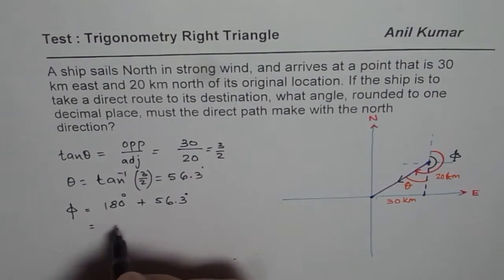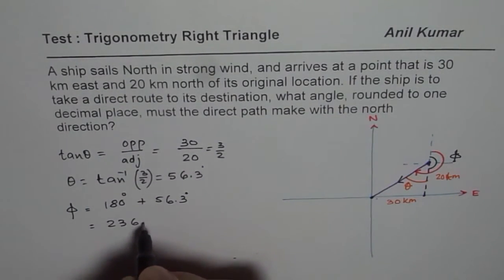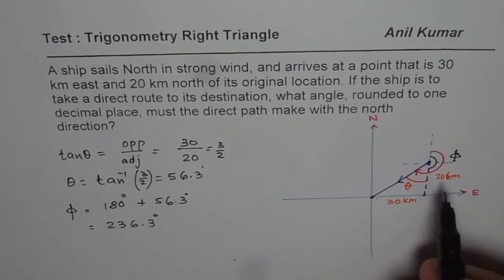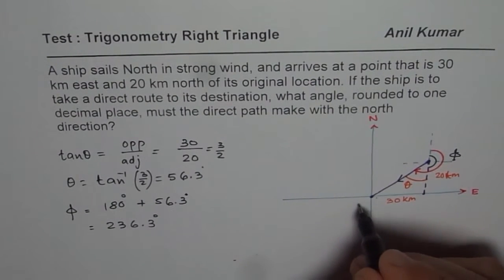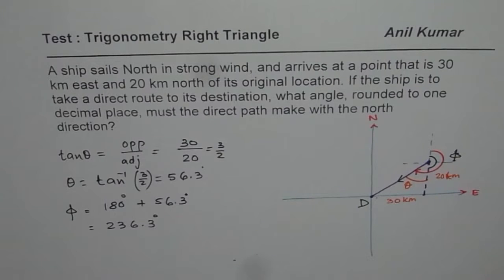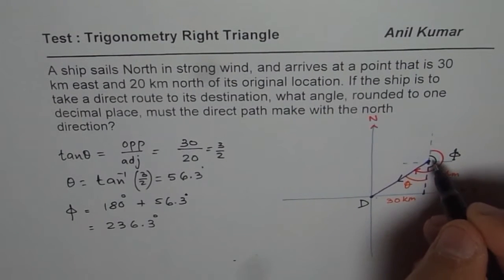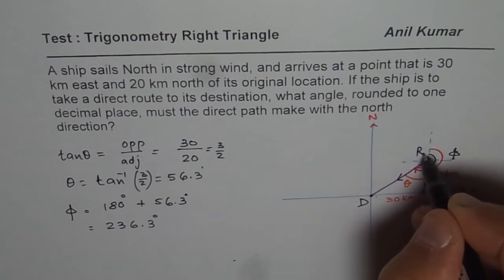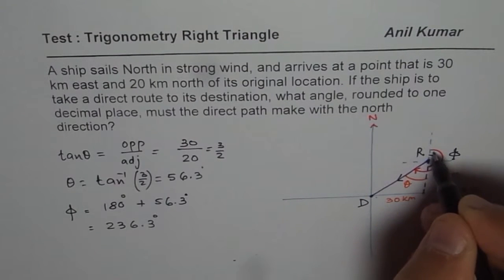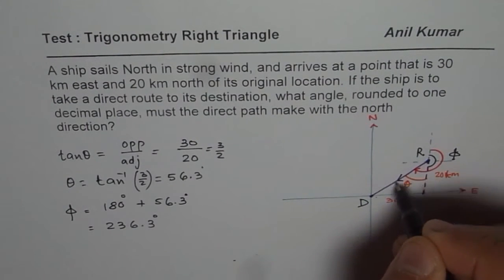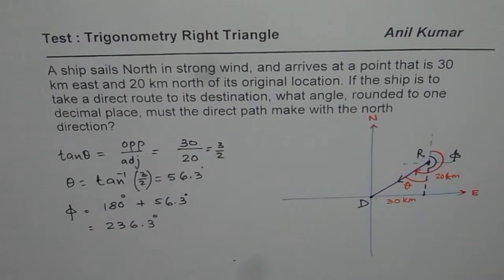So we get our answer as 236.3 degrees. To return to the destination, let us say this was the destination, but it reached somewhere else. So it reached R, and it has to come back. So from north, it has to take that angle to come back. I hope you understand how we did it.